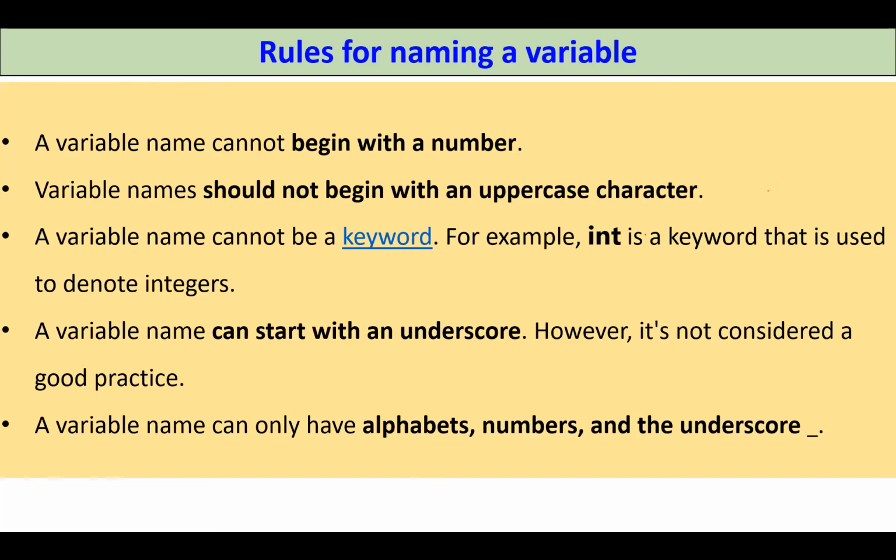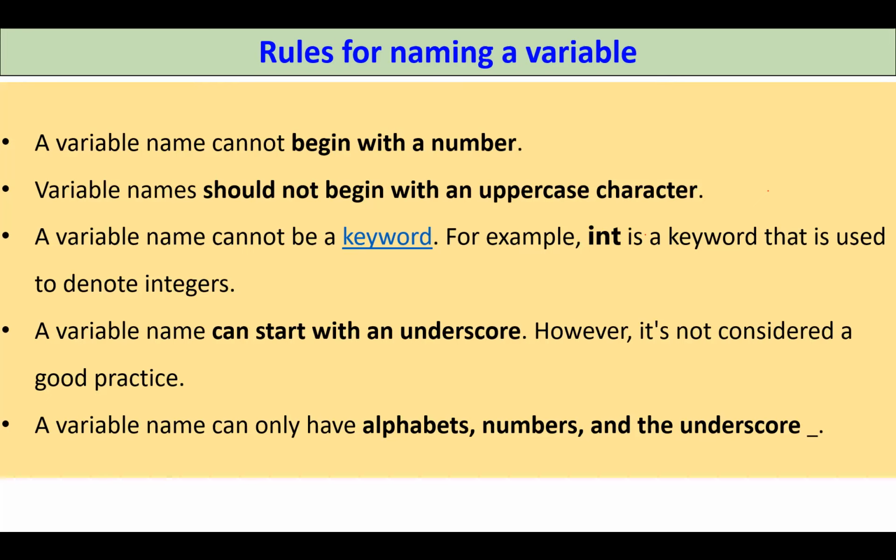Then the second one: it should not begin with uppercase characters. Don't use uppercase characters to start the variable names. Then thirdly, don't use keywords. What is a keyword? A keyword means there are some English words that C++ uses for another purpose. C++ already uses these words for another purpose. That particular set of words you can't use as a variable name.